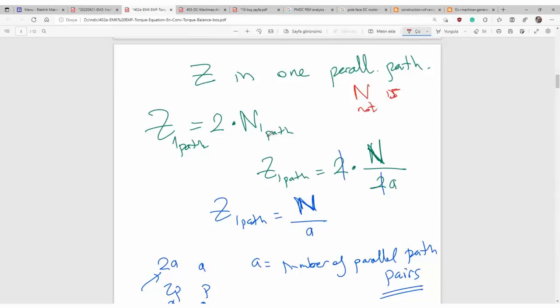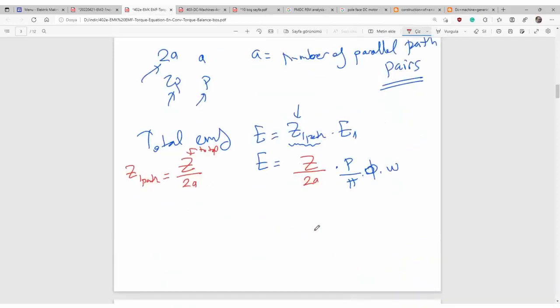There's nothing wrong, but the standard EMF equation is in terms of Z, not N. I will show you. N is not used in the standard EMF equation. So these parts are not necessary. The necessary part is here.